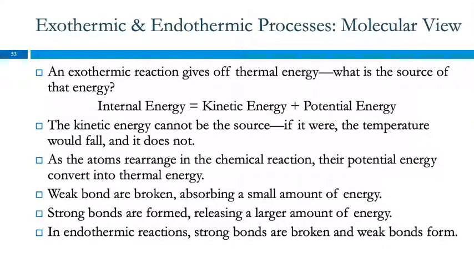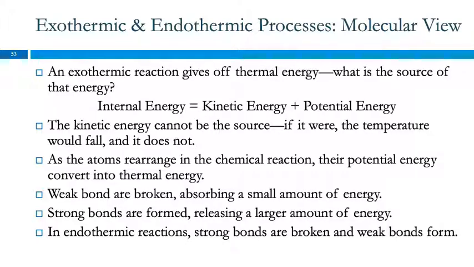So exothermic reactions give off thermal energy. Where does it come from? Well, there's two kinds of energy: kinetic energy and potential energy. The internal energy of anything is the sum of all of its energy, kinetic and potential. Kinetic energy cannot be the source of the energy in an exothermic reaction, because if that were the case, the temperature would fall. The temperature would go down because the system would be losing kinetic energy. Temperature is a measure of kinetic energy.